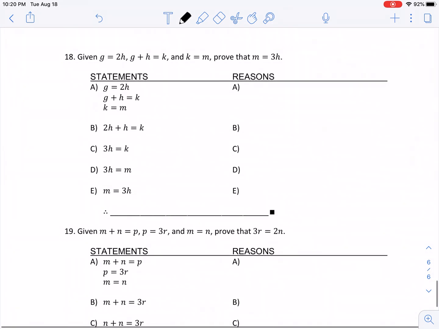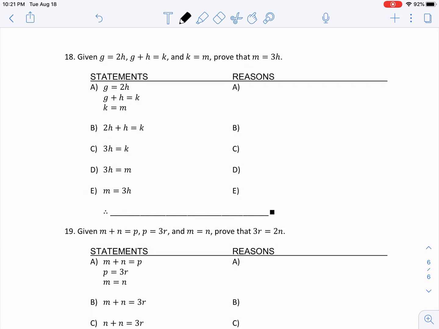There we go. Number 18. Let's try number 18. Okay? So, on number 18, we're given that g is equal to 2h. G plus h is equal to k, and k is equal to m. So we're given three different statements here from the get-go. And we want to prove that m is equal to 3h. Now that might seem a lot, but it's really not as bad as you'd think.